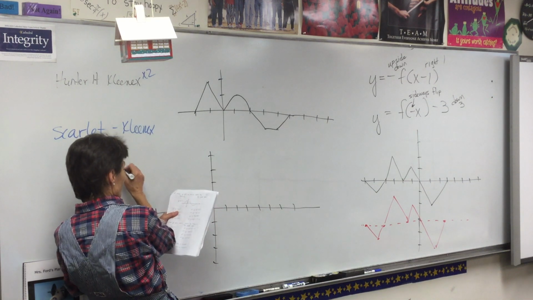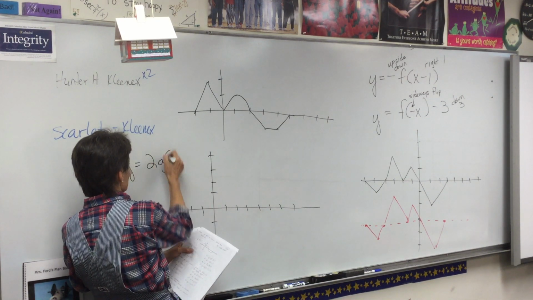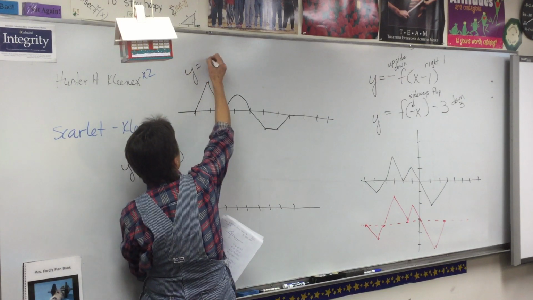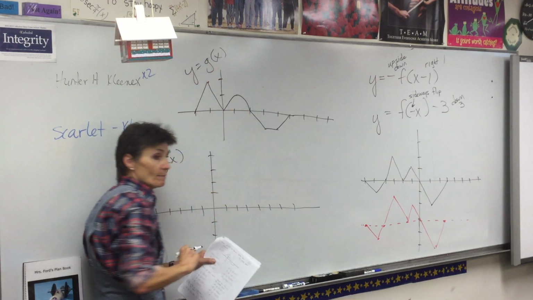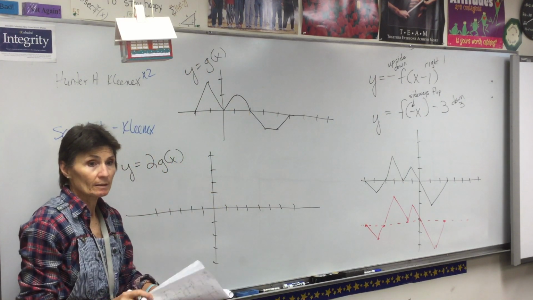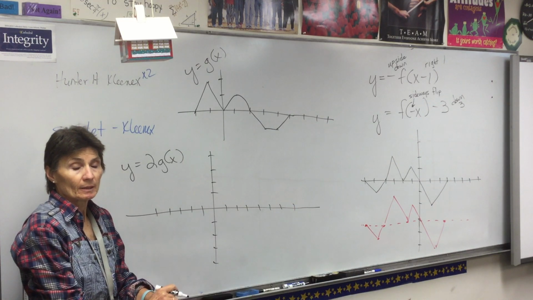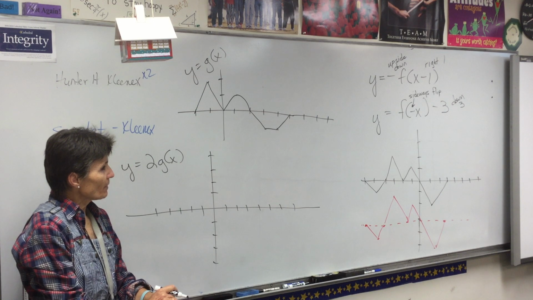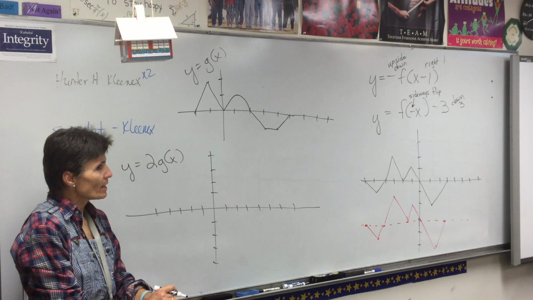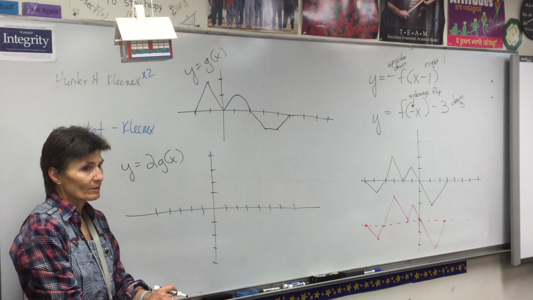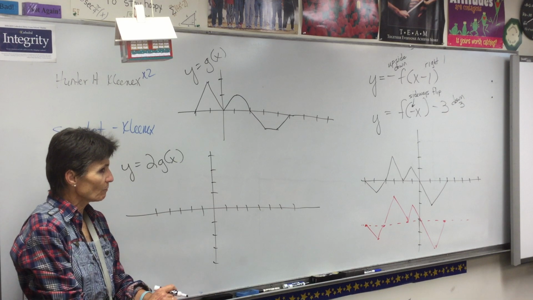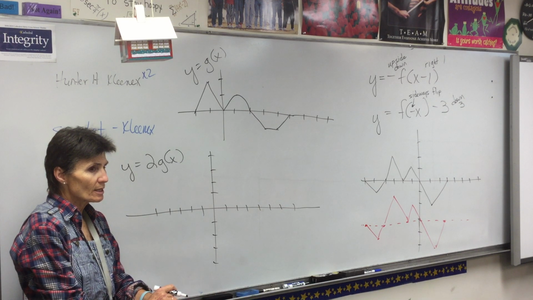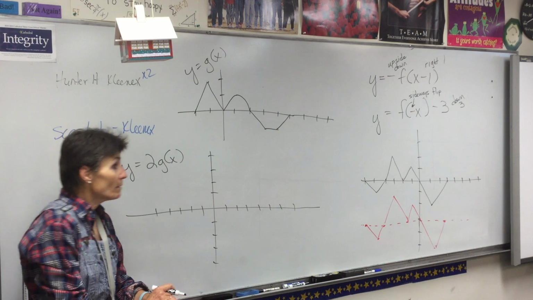The very first problem says 2g of x. This is g of x. This one's called g. Remember, it doesn't make any difference what letter we use to name it. Any guesses as to what that 2 is going to do? This is brand new. Unless you've been coming in during flex, you've probably never done this before. Anybody know what that 2 does? Stretch.